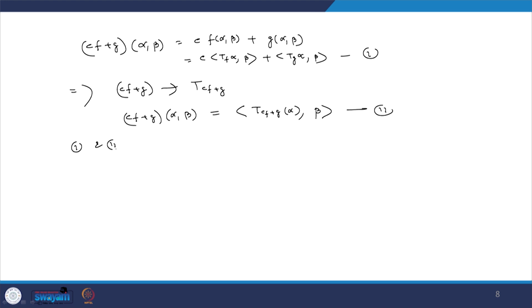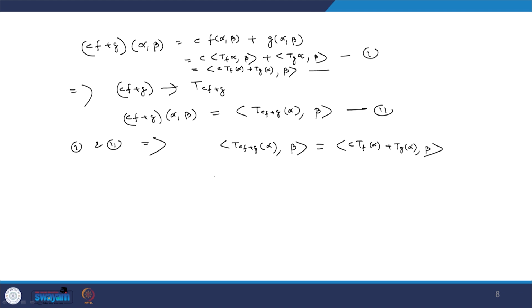Call this 1 and this 2. So, 1 and 2 imply, simplifying one more step, that this is equal to the inner product of c times T_f alpha plus T_g alpha, comma beta. So, I can see that the inner product of T_(cf+g) of alpha and beta equals the inner product of (c T_f plus T_g) of alpha and beta. So, this implies that T_(cf+g) equals c T_f plus T_g. This implies psi is a linear transformation.